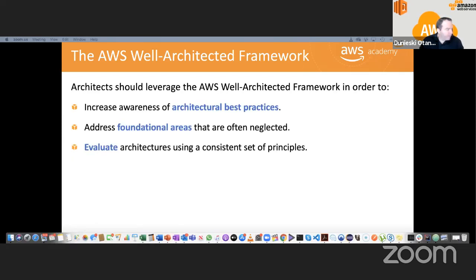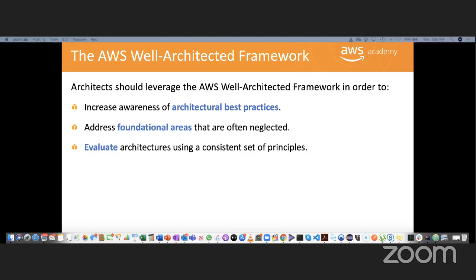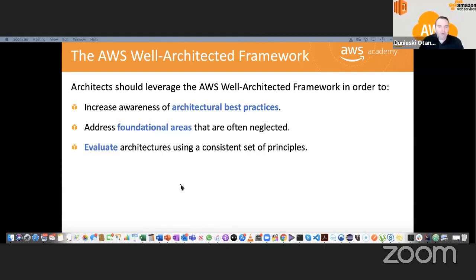So far, so good. Why should the AWS architects leverage this well-architected framework? They do that if they want to instill a habit of developing best practices in the companies that are using this. So they have to be more aware of the importance of well architecting whatever architecture they're trying to build.